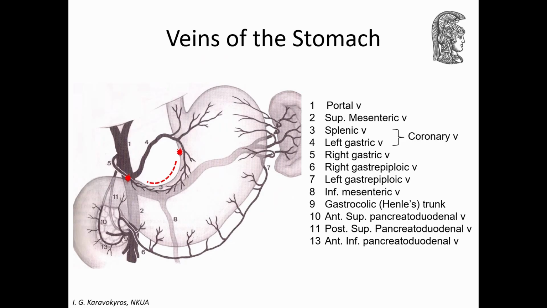The veins of the stomach follow the same course with the arteries. The left gastric vein and the right gastric vein travel along the lesser curvature, and together they form the coronary vein, which drains to the portal vein on either side. The left gastroepiploic vein and the short gastric veins drain to the splenic vein and finally to the portal vein.